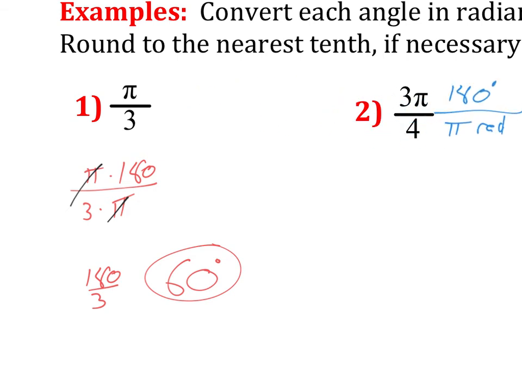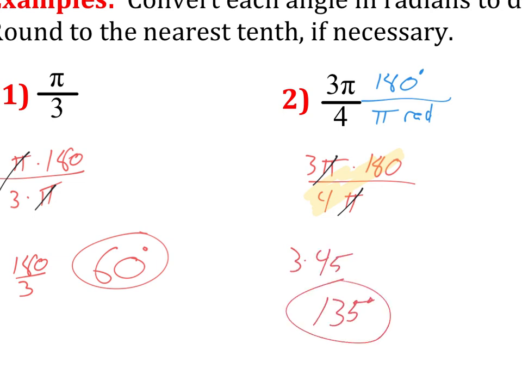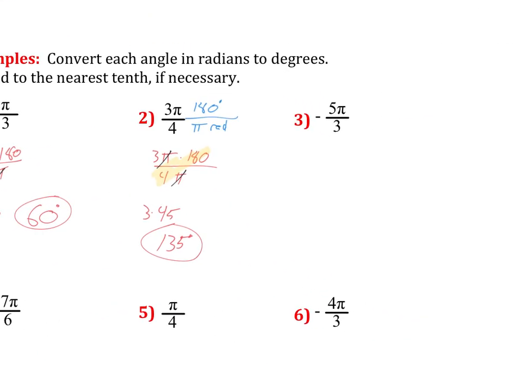What if I have a numerator? Well, if I have a numerator, the pi's would still cancel out. And now I've got 3 times 180 all over 4. Well, here's kind of the nice thing with fractions, is I can reduce down 180 over 4, and I know that that is 45. So this is really just 3 times 45, and that's 135 degrees. Or you could go to your calculator, do 3 times 180, hit enter, divide that by 4. That works too.